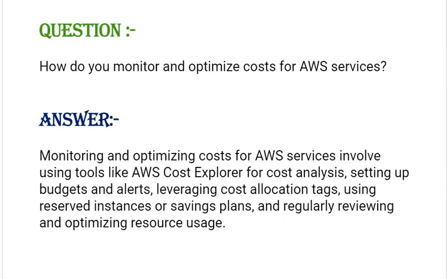Our next interview question is: how do you monitor and optimize cost for AWS services? Your answer should be monitoring and optimizing costs for AWS services involve using tools like AWS Cost Explorer for cost analysis, setting up budgets and alerts, leveraging cost allocation tags, using reserved instances or savings plans, and regularly reviewing and optimizing resource uses.